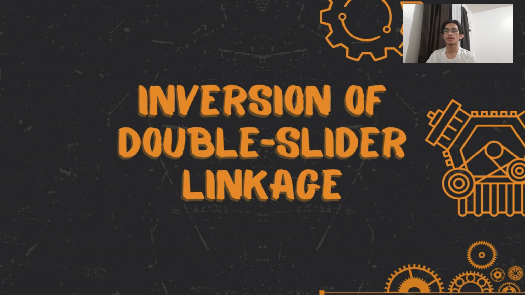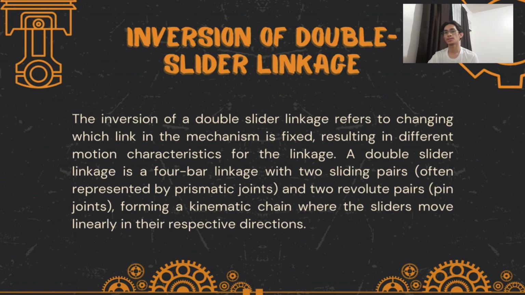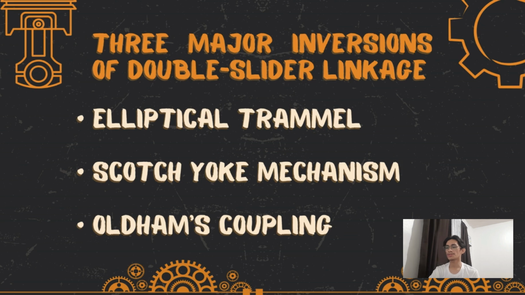Now let's proceed to the inversion of double slider linkage. First, let's define the inversion of double slider linkage. The inversion of a double slider linkage involves fixing a different link in the mechanism, which changes its motion characteristics. A double slider linkage is a 4-bar mechanism with 2 sliding joints and 2 rotating joints, where the sliders move in straight lines. We have 3 major inversions of double slider linkage, namely elliptical trammel, Scotch yoke mechanism, and Oldham's coupling.